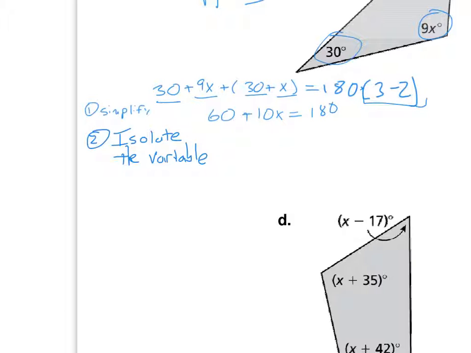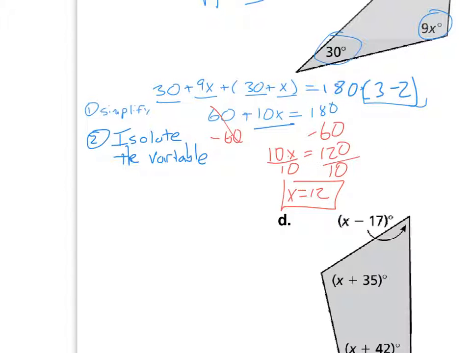So we want to get this 10x all by itself. So we have to get the 60 out of there. 60 is a constant. The 10x is a variable. And now we've got a simple equation. 60 minus 60 is 0. 180 minus 60 gives us 120. So let's get that 10 out of there. It's multiplying, so the inverse operation is divide. And so x is 12. All right. So we found out what x is.